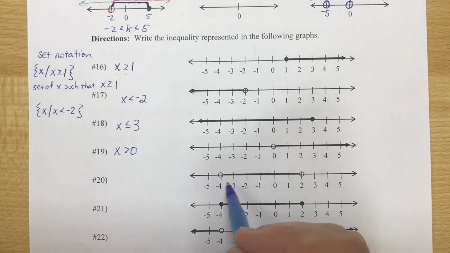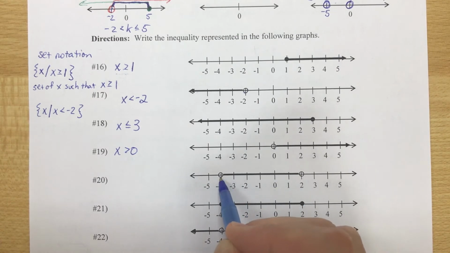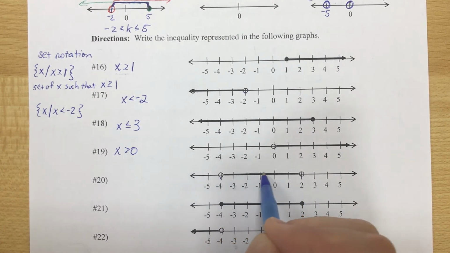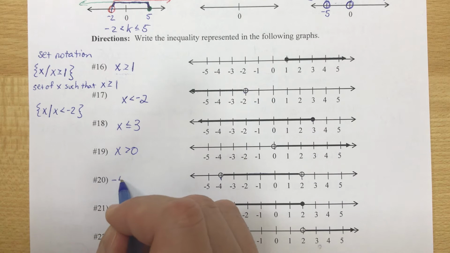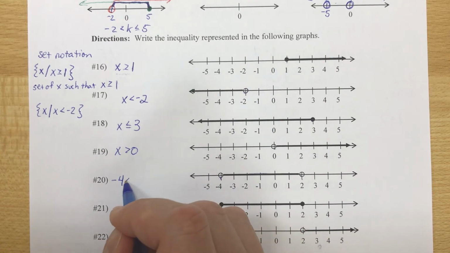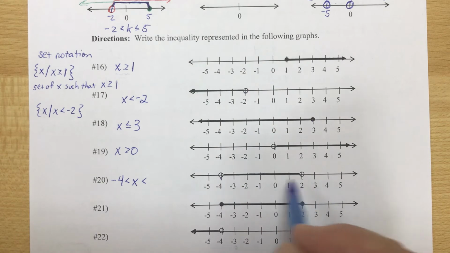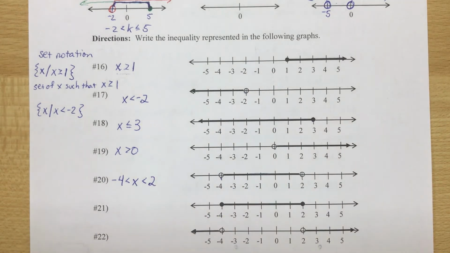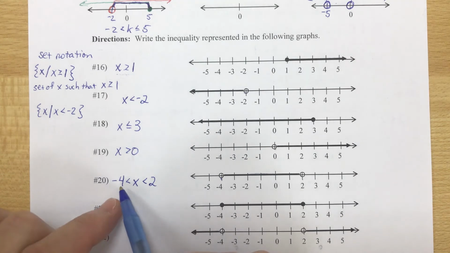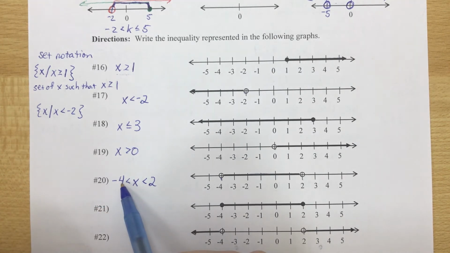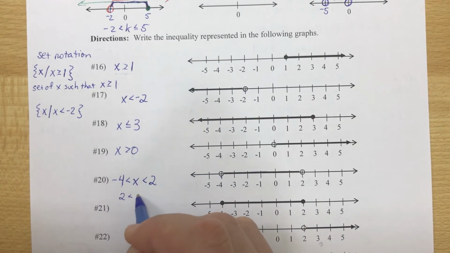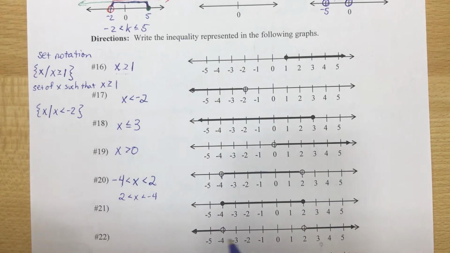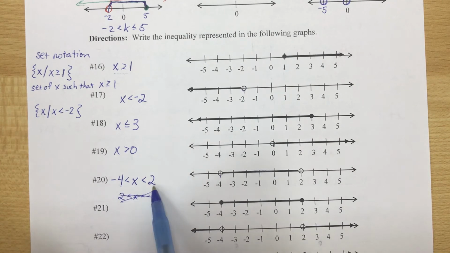Now in number 20, notice that we have two values. We have -4, we have positive 2, and we're shading between. So we can write this as -4, it's open, so it's less than x, and another open, less than positive 2. When you write this, you need to have the smaller number on the left. So we start with -4, we end with positive 2. We cannot go the other way. If I try to say 2 is less than x is less than -4, that's false. That's not what's happening there. So we always go from left to right.